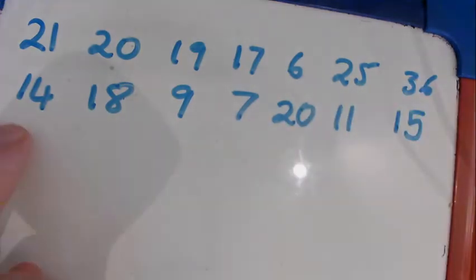Okay, so here is my data. As I said, I've got 21, 20, 19, 17, 6, 25, 36, 14, 18, 9, 7, 20, 11 and 15. Now it's called a stem and leaf because it has a stem and a leaf. And they're separated by a line. So let's look at how we'd set this out.